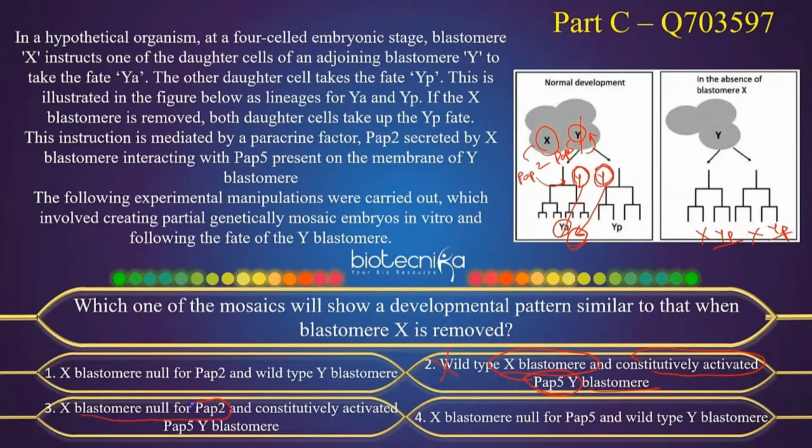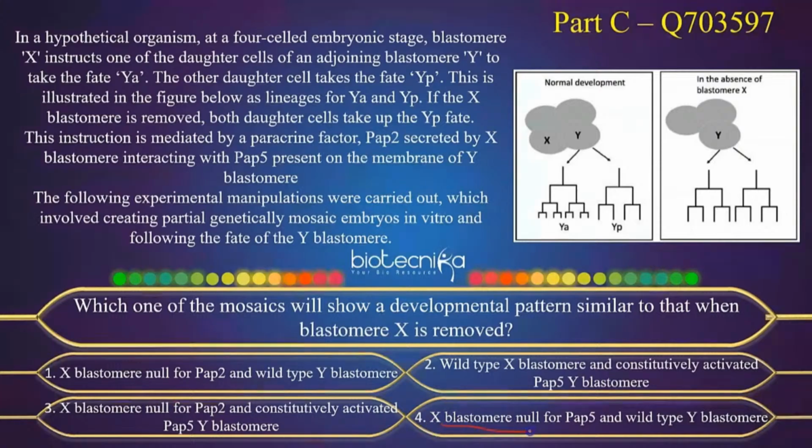X blastomere null for PAP2. So in this experiment, X blastomere PAP2 is not there and constitutively activated PAP5. Now here, as I told you, if you have constitutively activated PAP5, anyways both the daughter cells will have activated PAP5. So both of them will be taking YA. Whichever has PAP5 activated, it will form YA. Otherwise it will form YP. But here, since the Y cell itself is constitutively activated for PAP5, both the daughter cells will produce YA. Okay. So this is again not same with this one.